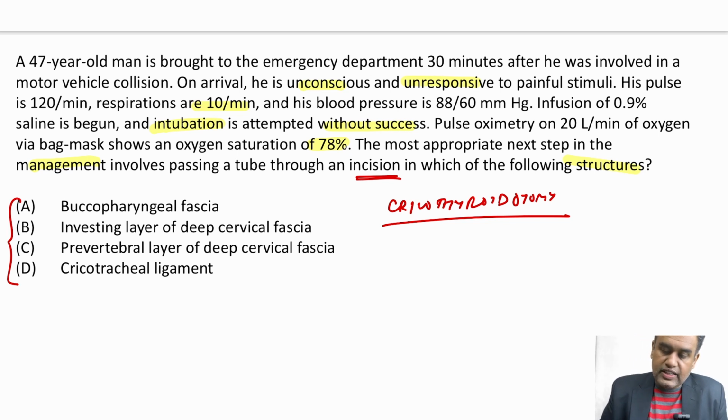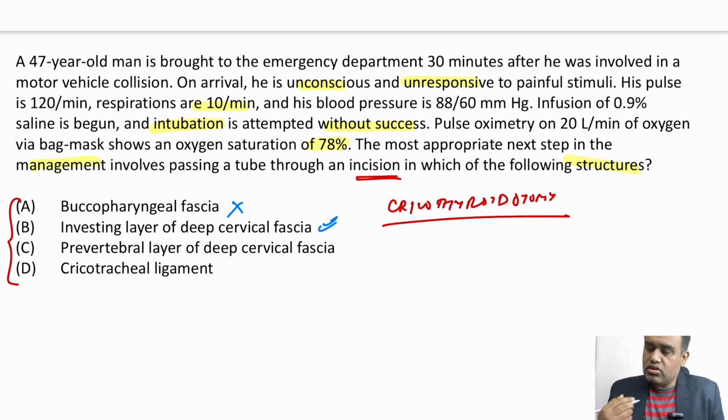Now, see, buccopharyngeal fascia is actually in the posterior part of the pharynx. Rule this out. Second option is the investing layer of deep cervical fascia. Now, the investing layer of deep cervical fascia, if you go through this topic, a very important topic, you will see that it encircles the neck like a collar, and therefore you have to cut this. You have to cut this no matter what.